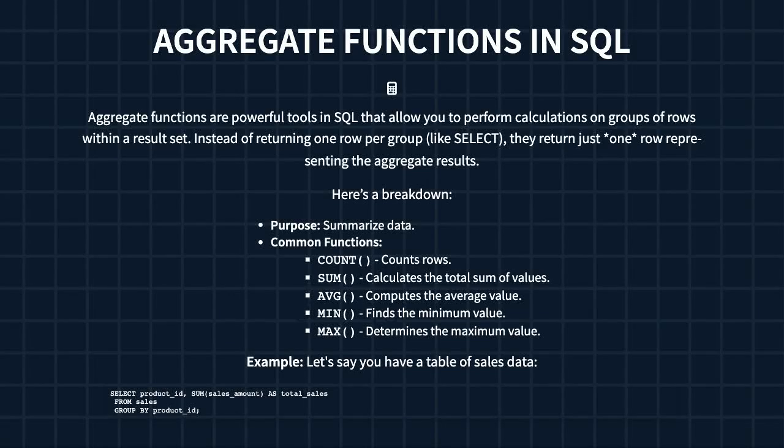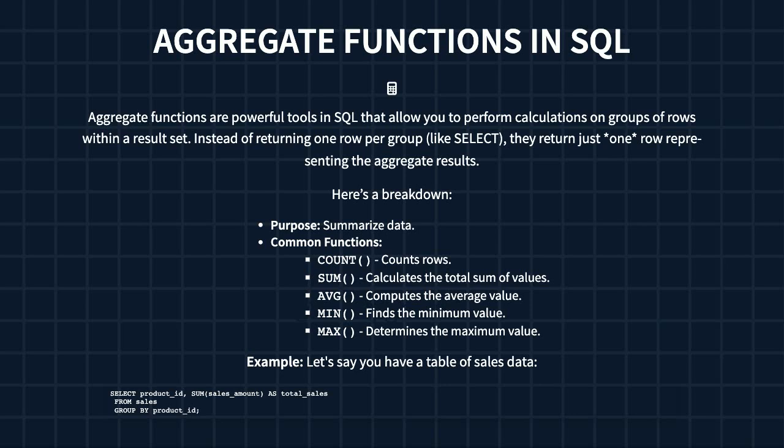Okay, let's talk about aggregate functions. Think of them as your SQL summarization tools. They aren't like regular select statements that give you one record per row. Aggregate functions take a whole group of rows and give you just one result for the entire group. Functions like count, sum, avg, min, and max are your friends here.